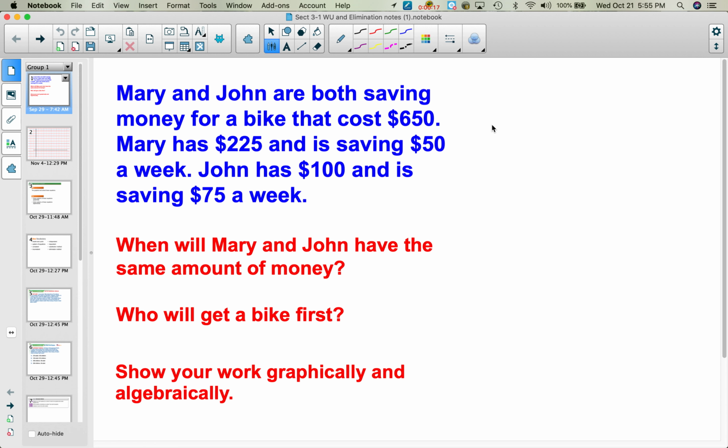So I have a few questions here. When will Mary and John have the same amount of money? Who will get a bike first? Show your work graphically and algebraically.